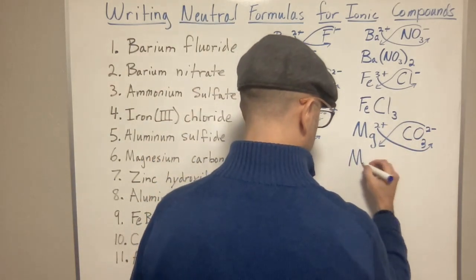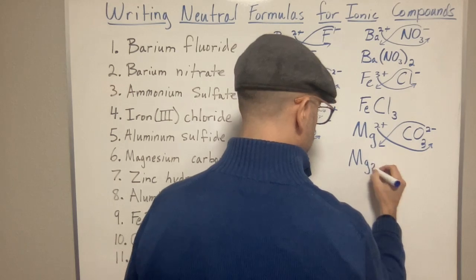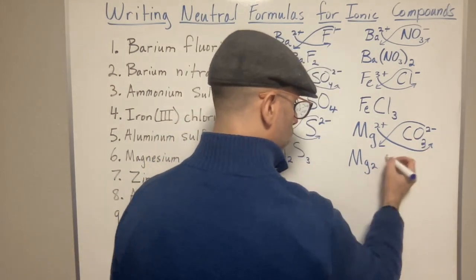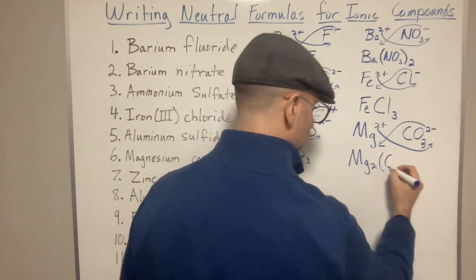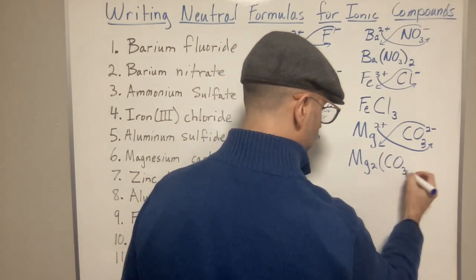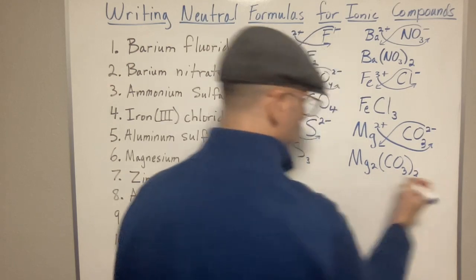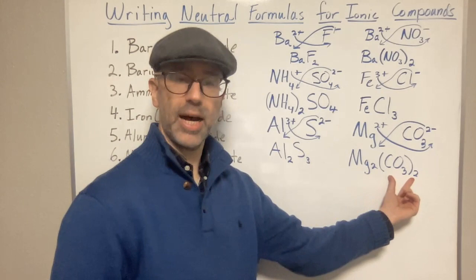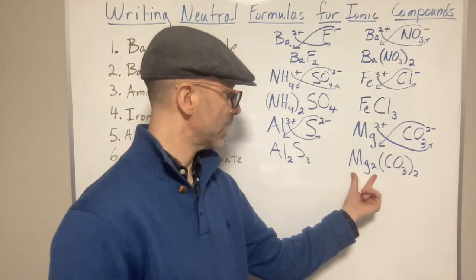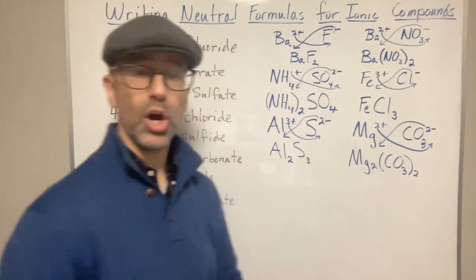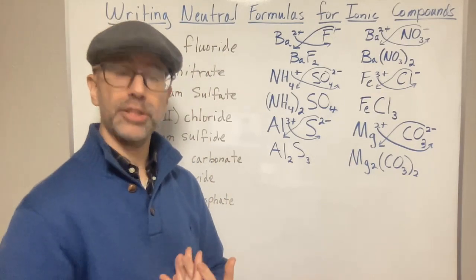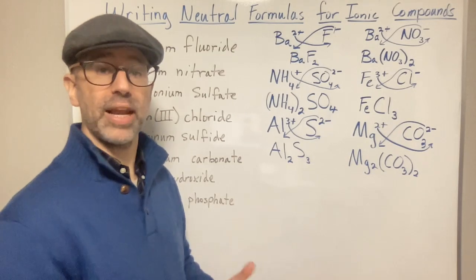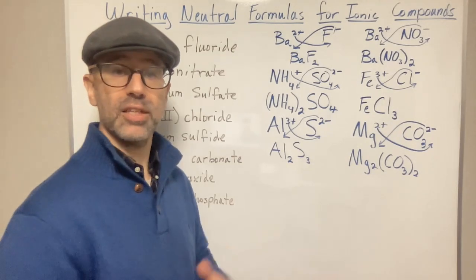And we're going to write Mg2, and then we have 2 carbonates, so we're going to have CO3, and then the 2 on the outside. So again, this indicates that we have 2 carbonate ions for every 2 magnesium ions. So now it has balanced charge, but now we have to double check to make sure that we can reduce or don't need to reduce the subscripts.